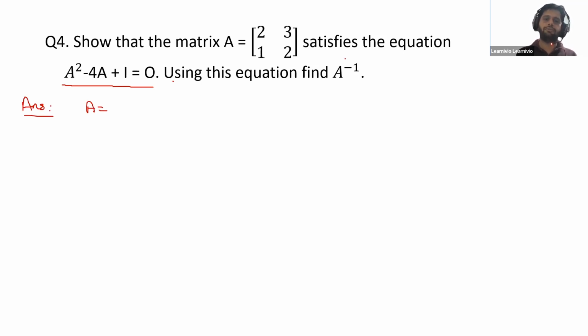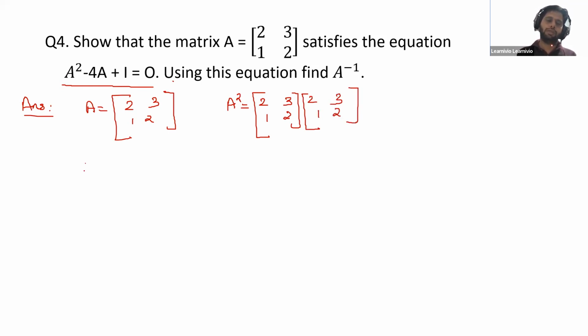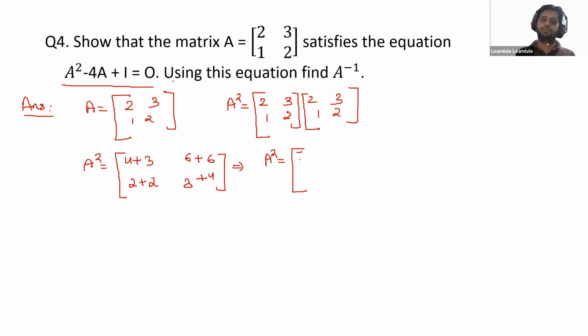So A is equal to 2, 3, 1, 2. Now A square is what? It is equal to 2, 3, 1, 2 times 2, 3, 1, 2. So A square is equal to, multiply this, first row, first column. So this is 4 plus 3, 6 plus 6, 2 plus 2, 3 plus 4. So we will get A square is equal to 7, 12, 4, and 7.